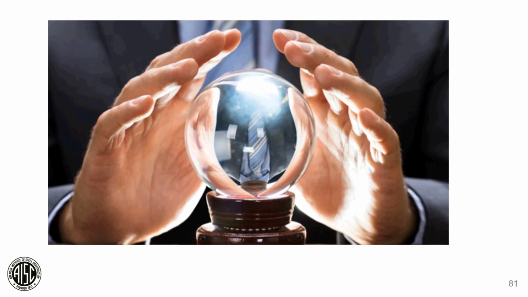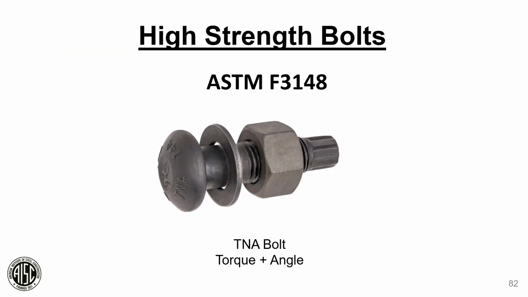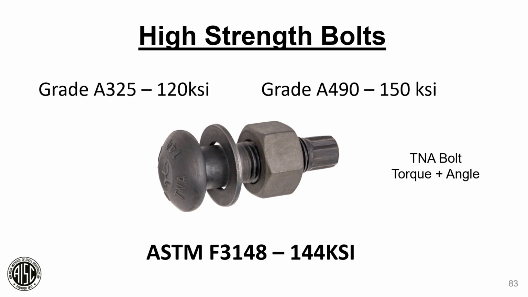Now I'm going to give you one of those peeks into the future at this time. There's another ASTM standard for high-strength bolts, ASTM F3148. It's called the TNA bolt. It stands for torque and angle. This bolt is presently being balloted by RCSC, which is the Research Council on Structural Connections, and it is presently expected to be in the next version of the specification, and it's also being balloted in the AISC specification for the next version, and that is expected to be included at this point in time. Some really unique features about this bolt that I wanted to talk to you about.